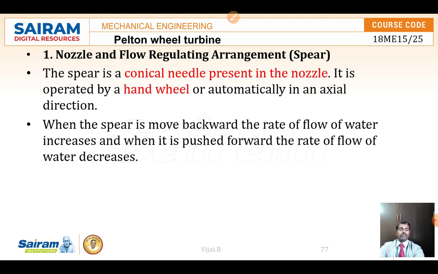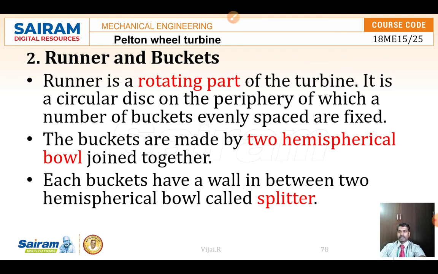When we rotate the hand wheel, the spear will move forward and backward, so that the flow of water can be controlled, increased or decreased, for pushing the water towards the blades. The runner and the buckets are the next part, where the water is going to strike. The runner is a rotating part.